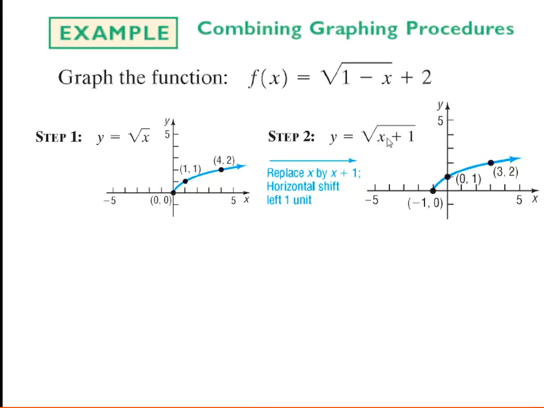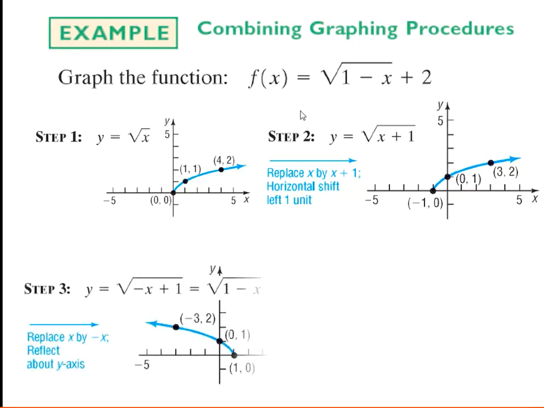Then the next thing I'm going to do is replace the x with a negative x so that I can get this subtraction, right? This minus x. So I replace x with negative x. That reflects the graph over the y-axis. So I'm going to take this graph and reflect it over the y-axis when I do that.